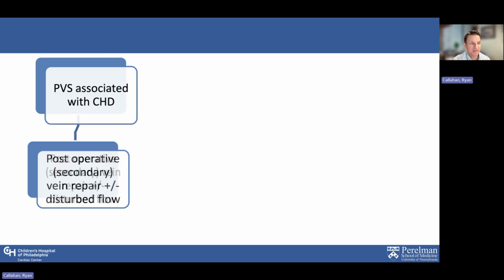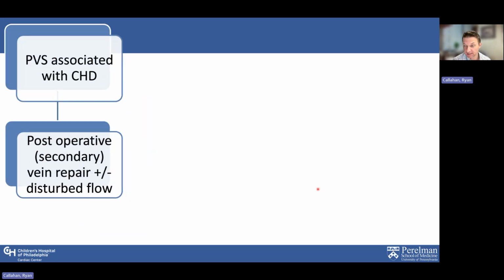All right, PVS associated with congenital heart disease. The first type of this is patients who've had an operation on their pulmonary veins, something a lot of people call secondary PVS. The main example is patients who are born with veins that do not connect to the left atrium, and that's called total, where all the veins don't connect, or partial, which is P, anomalous pulmonary venous connection. That has to undergo surgical repair, so they reestablish the connection between the left atrium and the veins.